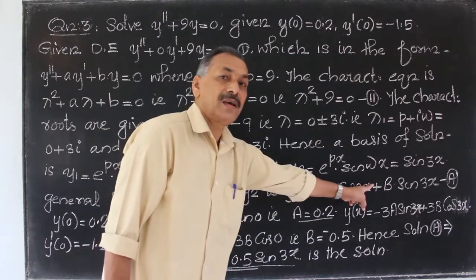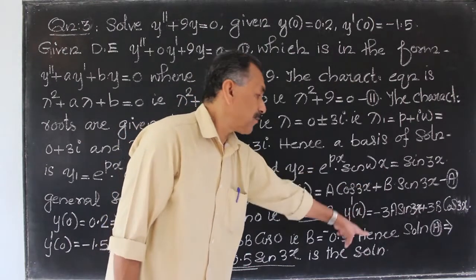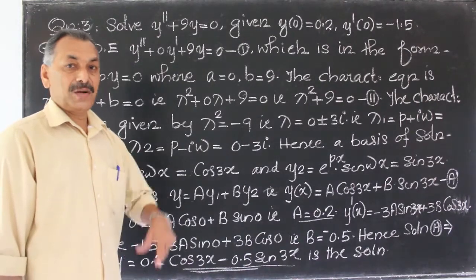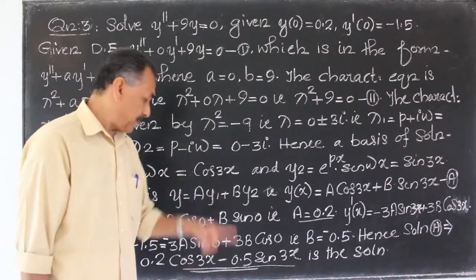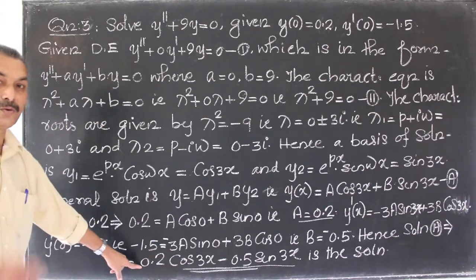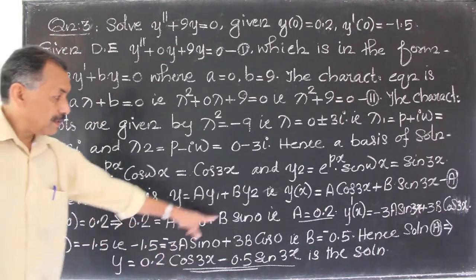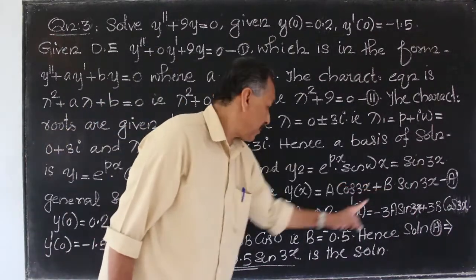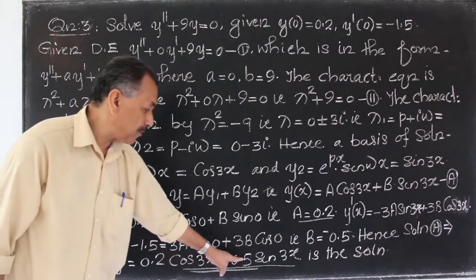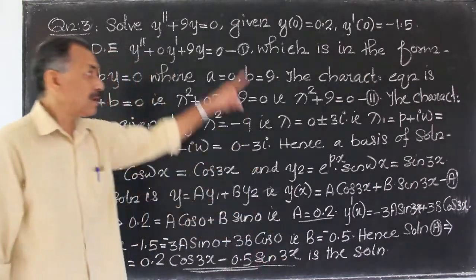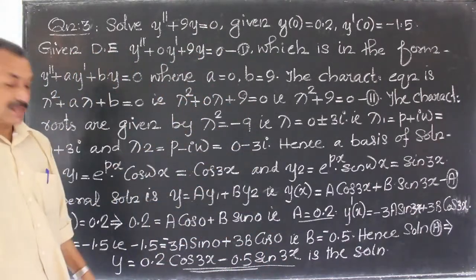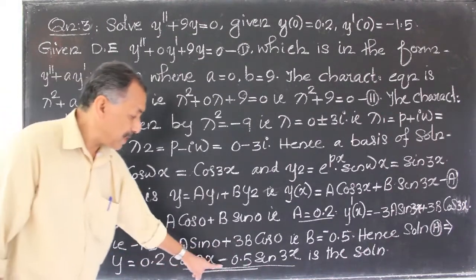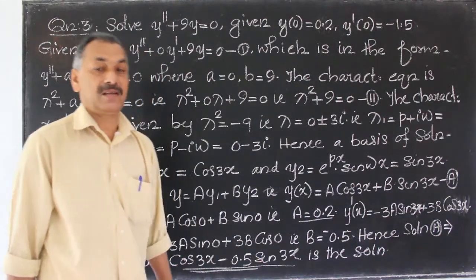Now substitute the values of a and b in the general solution. Therefore the general solution gives the particular solution, since we get particular values for the constants. The particular solution is given by y is equal to a, that is 0.2, into cos 3x plus b, that is minus 0.5, into sin 3x. So the solution of the given equation is y is equal to 0.2 cos 3x minus 0.5 sin 3x.